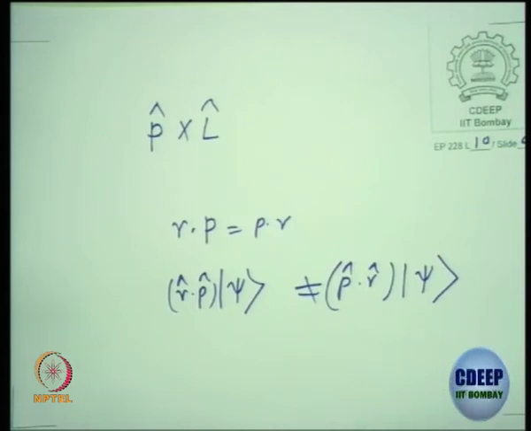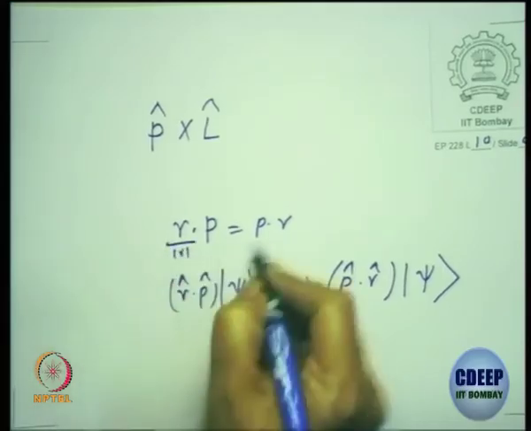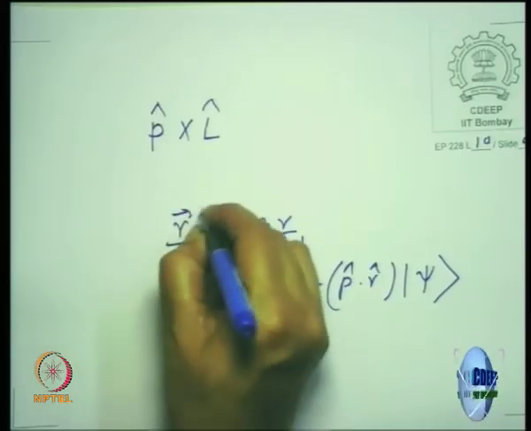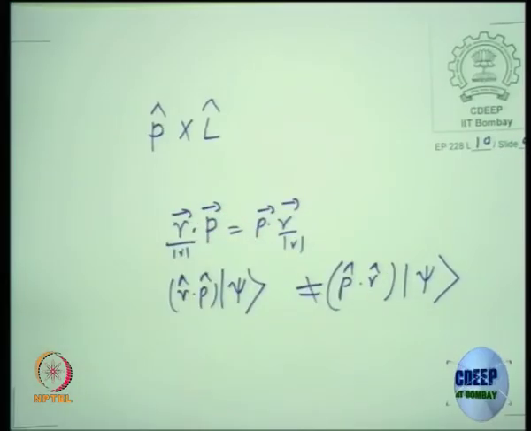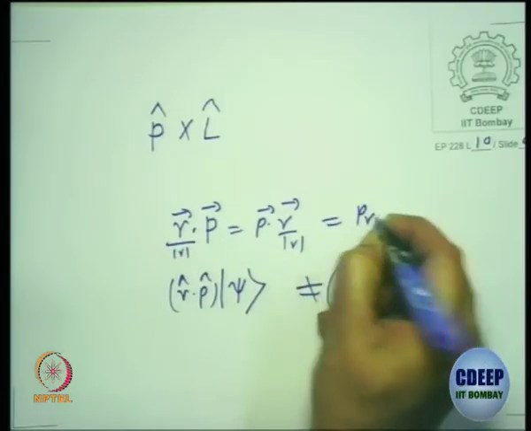What is this called? If I have a unit vector, R by mod R, and the R vector dotted with P, what is this operator? This is the radial component of your momentum. So, the radial component of the momentum, whether you write it as R dot P or P dot R, it didn't matter in classical mechanics. But in quantum mechanics, we have to be careful.